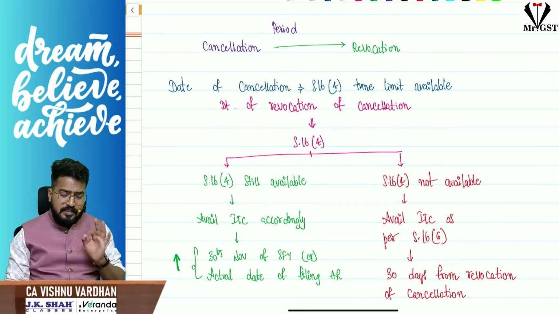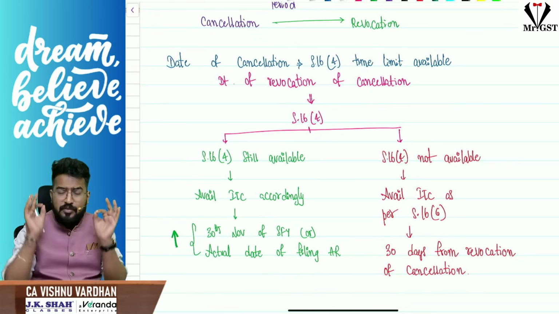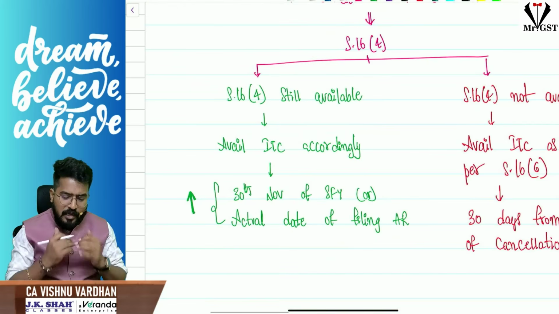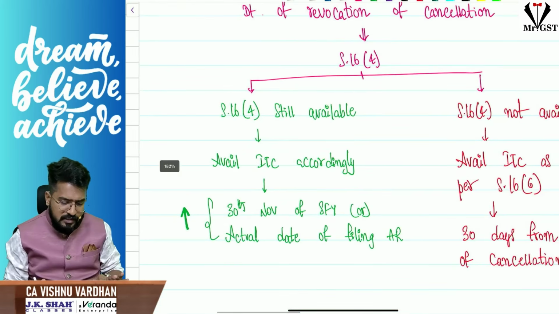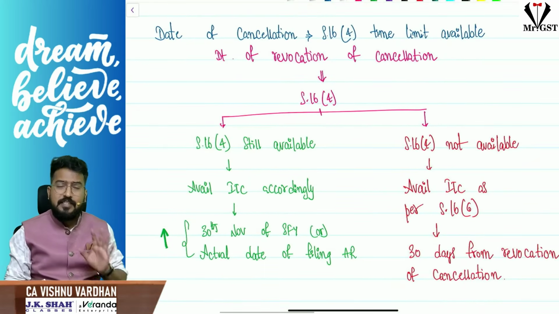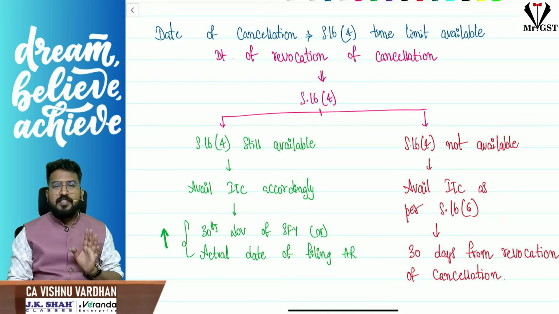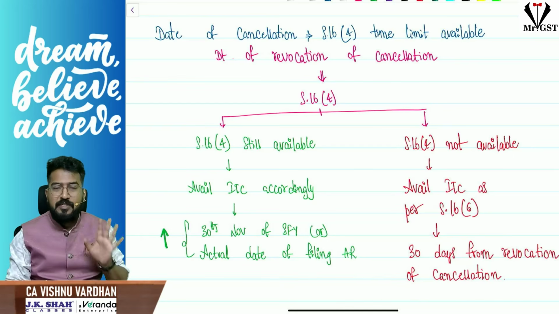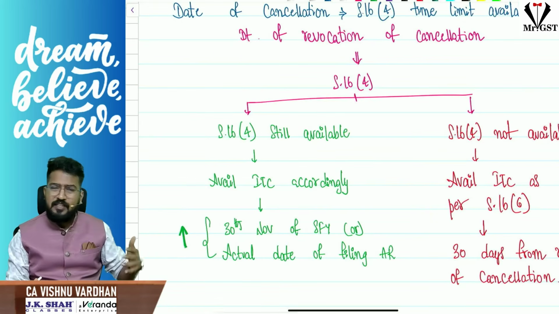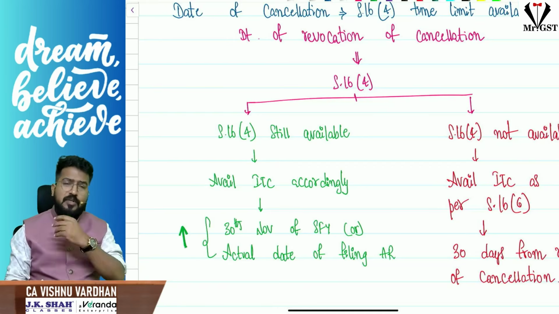Now for that period, what we have to understand is, at the time of cancellation, whether the 16 subsection 4 time limit was still available? Yes sir. Then in such a case, please understand, avail ITC as per 16 subsection 4. Sorry, one second. So at the time of cancellation of registration, whether the 16 subsection 4 time limit is available? Yes sir. Now at the time of revocation, if the 16 subsection 4 time limit is still available, that is 30th November of the succeeding financial year or the actual date of filing the annual return of the relevant financial year, whichever is earlier, then accordingly you proceed.